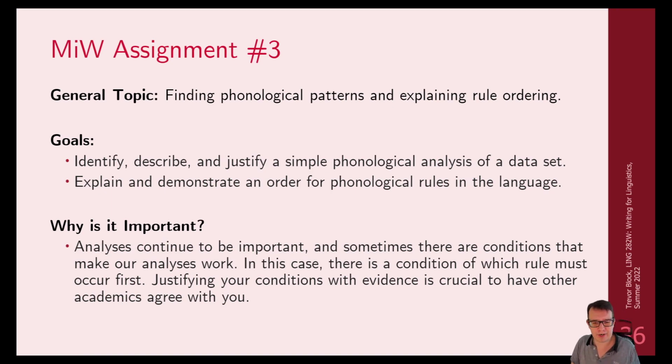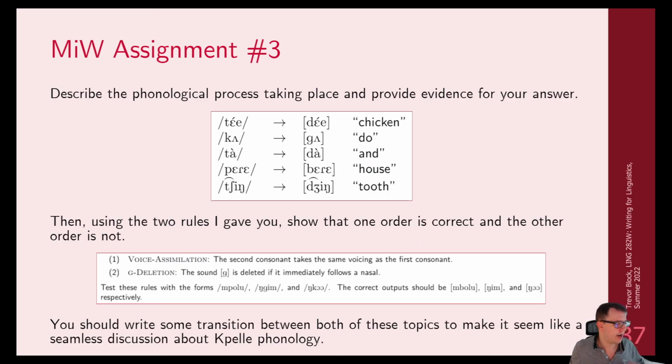So, for writing assignment 3, your task is to find phonological patterns and explain rule ordering. Again, this is just more continuation of analysis, looking at it from something that's not morphology, looking at it in another area. So you have a data set, te, ka, ta, pere, and shin, becoming de, ga, da, pere, and jin. So one process applies to all of these 5 words.